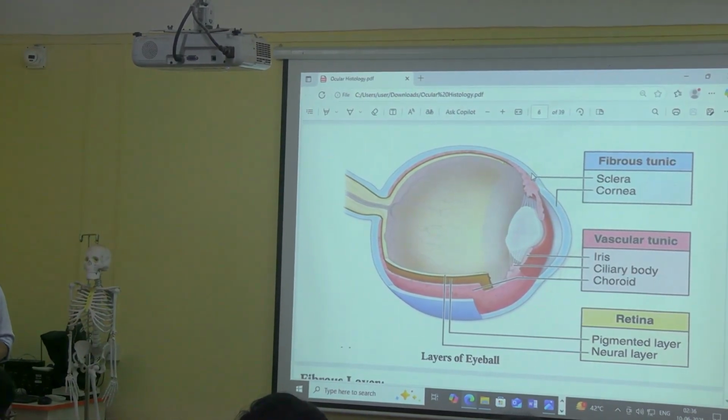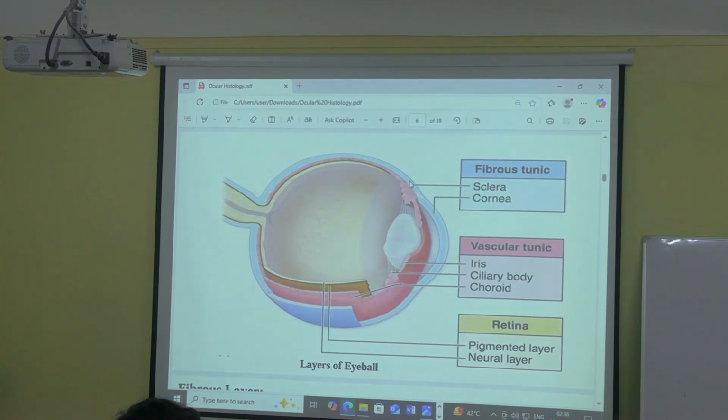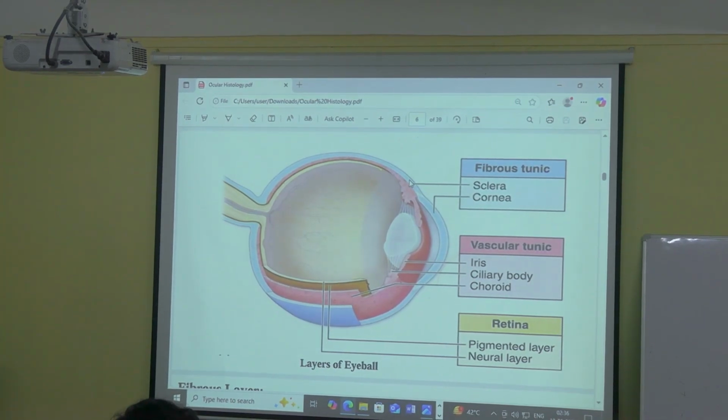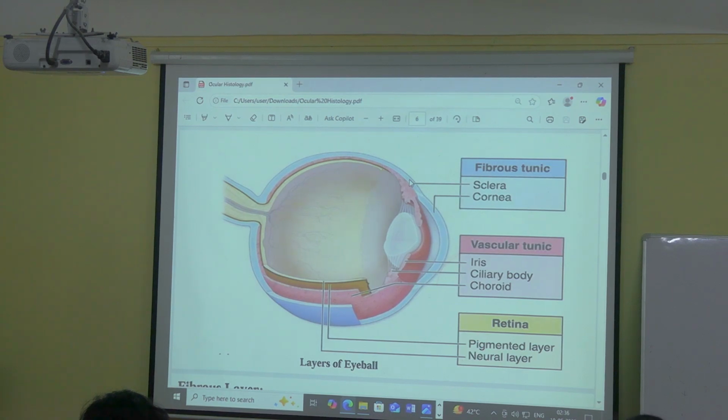Now here the concept is totally changed. What will the concept be here? Before I start, let me tell you one thing. Here you will see only layers, layers after layers, layers after layers, nothing else.